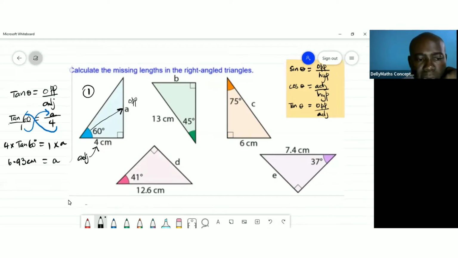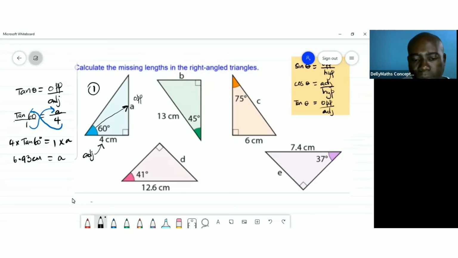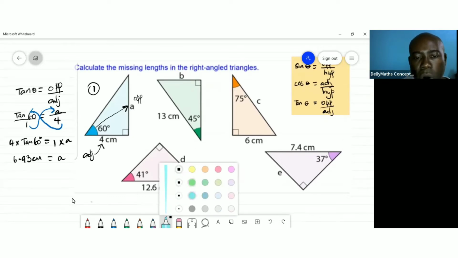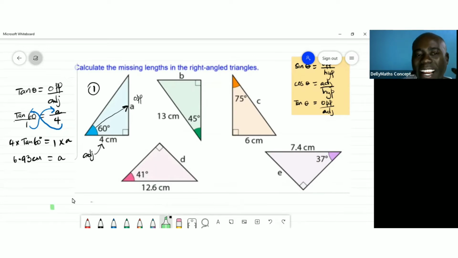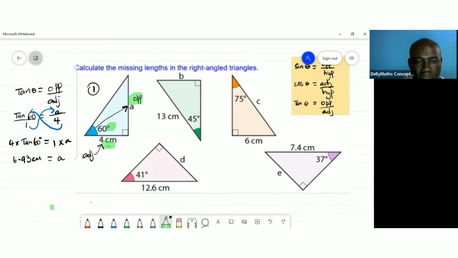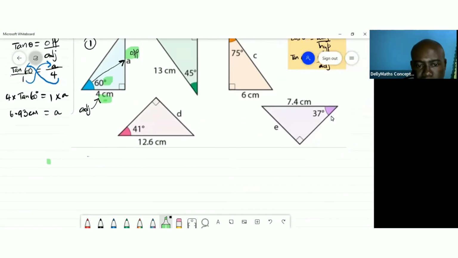Remember, when we're doing this, all we have to do is make sure that we figure out how things are related. How is this 4 related to the angle at 60? And how is the side that they want us to find related to the angle at 60? So we want to look at stuff like those. All right, let's look at the second one.